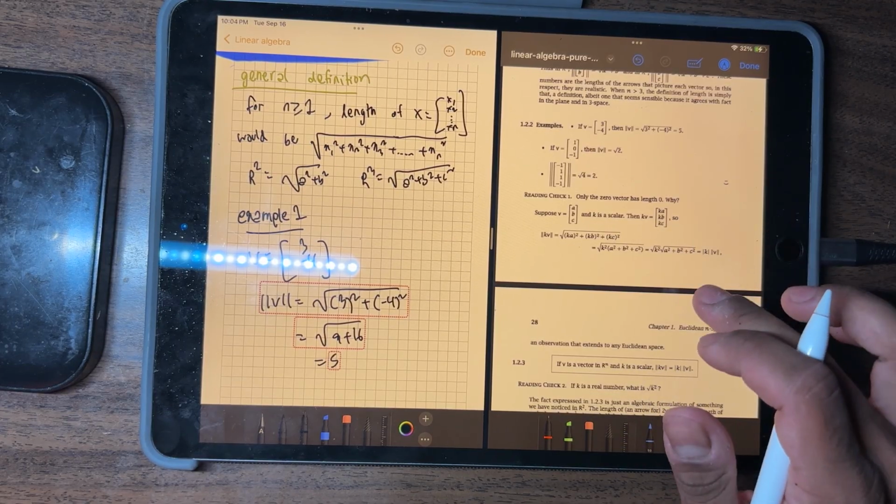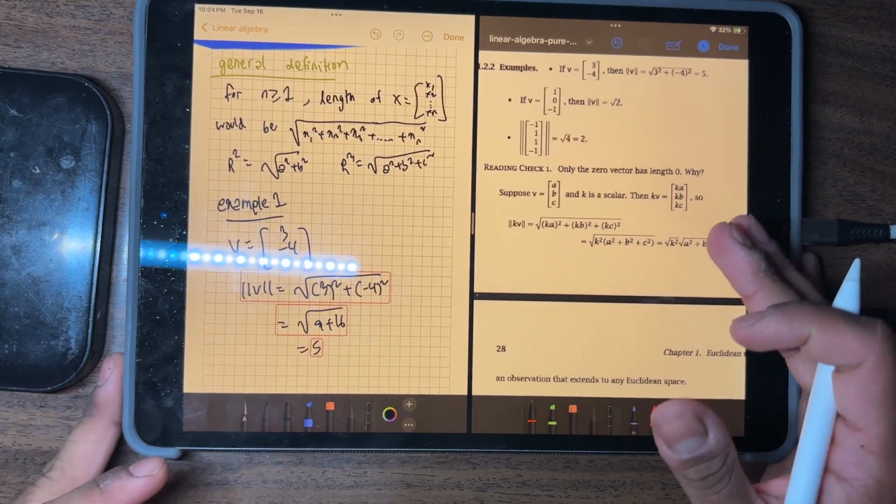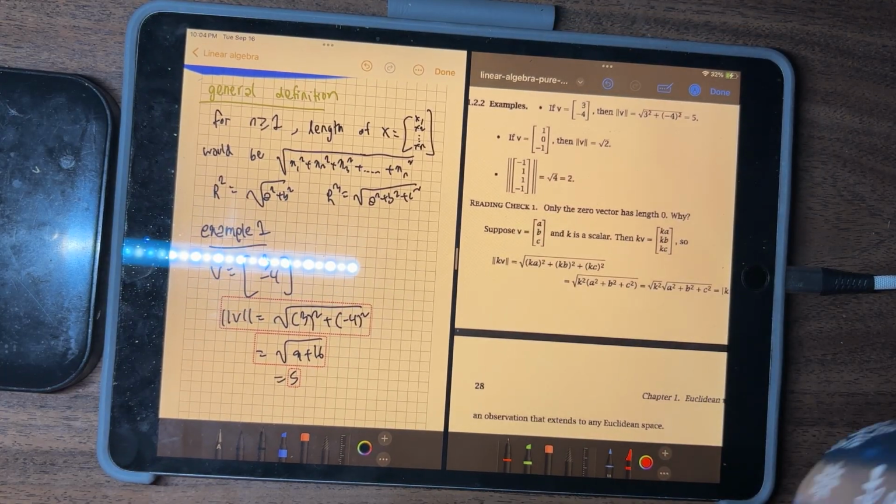So suppose v is ABC, so that question there, see if you guys can see. So suppose v is ABC.